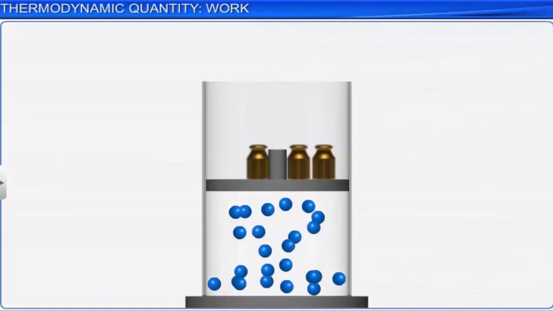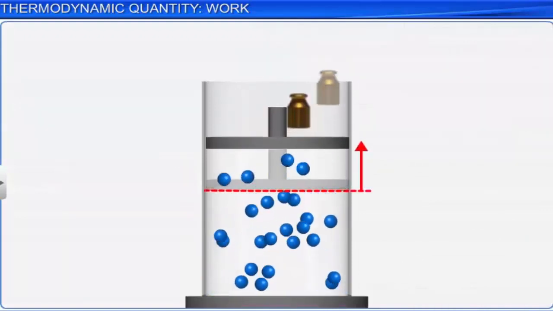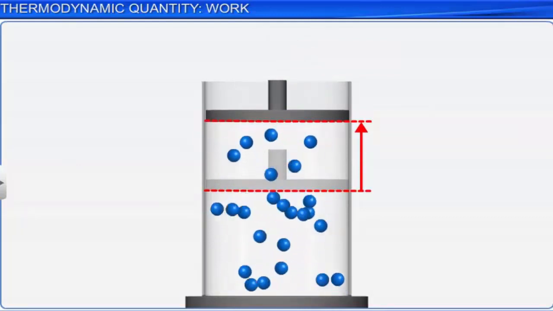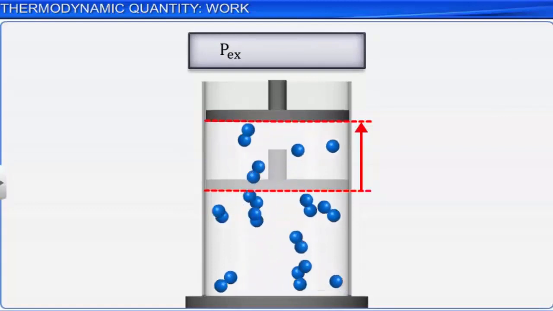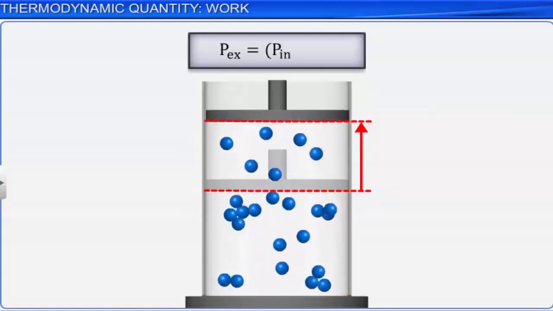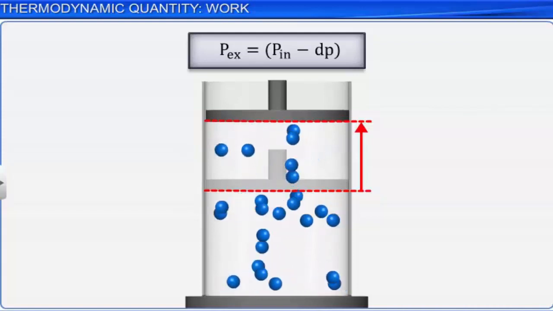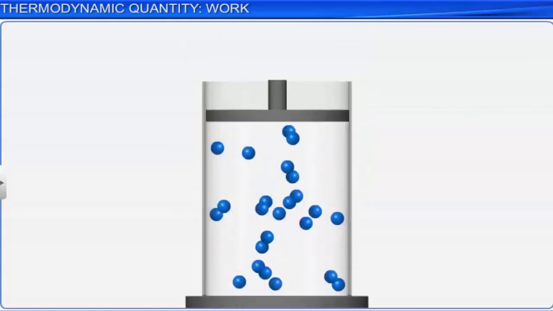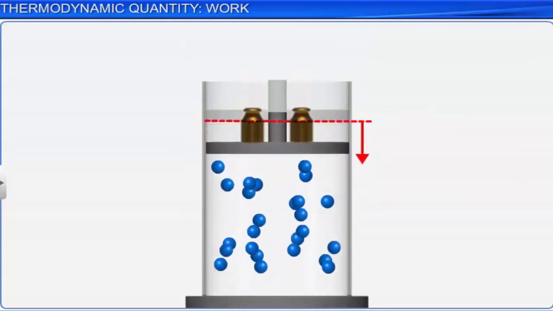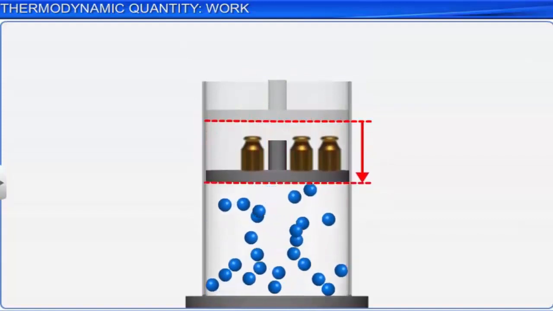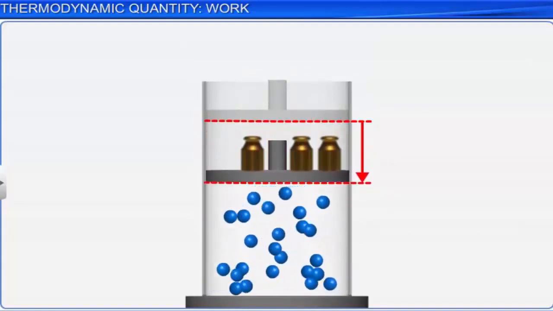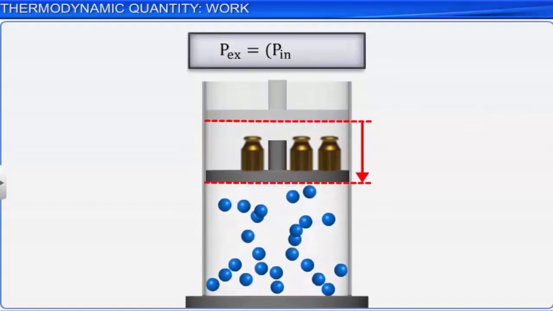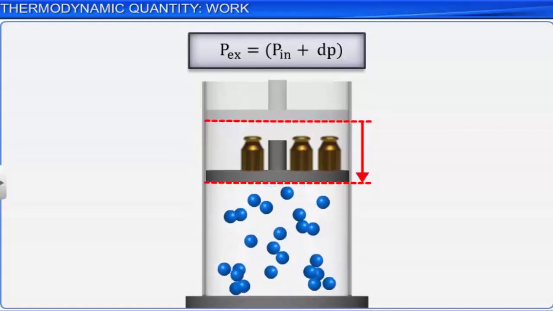If gas expands, then the external pressure is always less than the pressure of the system. Thus, PEX at each stage is equal to the difference between the internal pressure P and infinitesimal change in pressure of the system dP. If gas is compressed, then the external pressure is always greater than the pressure of the system. Thus, the PEX at each stage is equal to the sum of the internal pressure P and infinitesimal change in pressure dP.